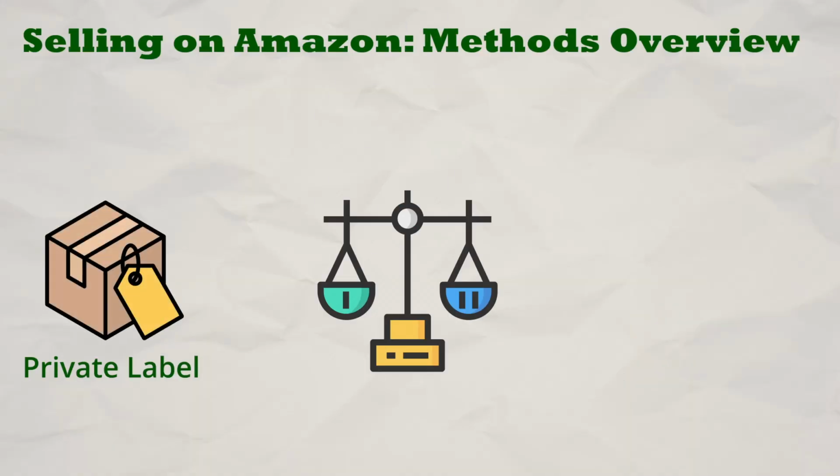You might have heard about selling on Amazon and you have absolutely no idea. That's why you are here, so that's my job in this video. At the end of this video, you would have a full idea about different methods of selling on Amazon. There are three ways of selling products on Amazon. First one is private label, second one is online arbitrage, and third one is wholesale.